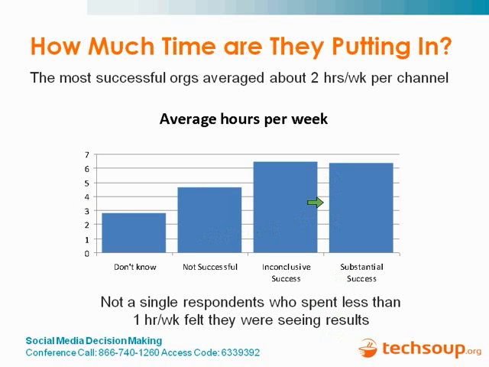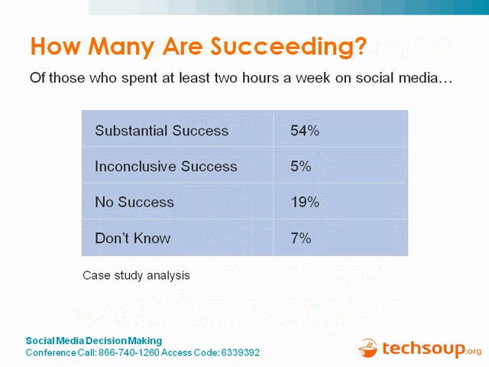So you'll see, in fact, the average of people who are having substantial success was about 6 hours a week. And I think a really important statistic: not a single respondent who spent less than an hour of work felt, so not even that we judged that they weren't having success, none of them said that they were having success. So basically this implies to me that you've got to estimate at least 2 hours a week or so if you expect to have any success.